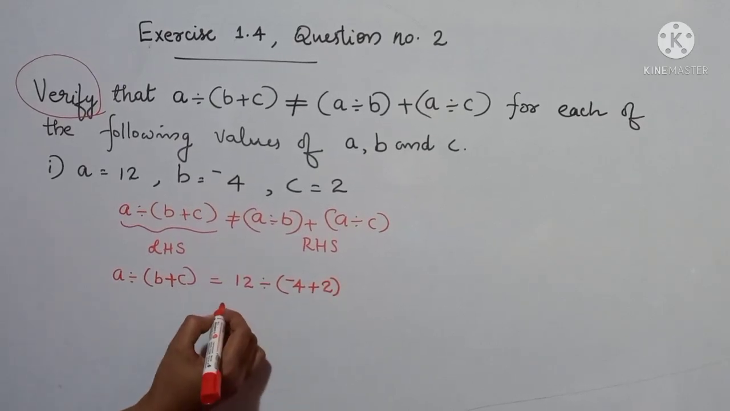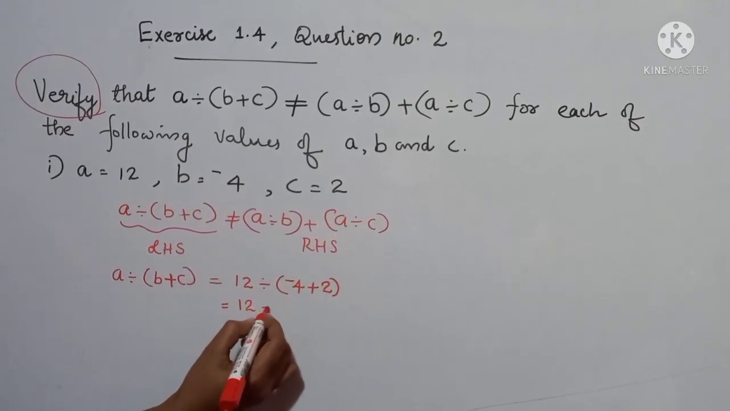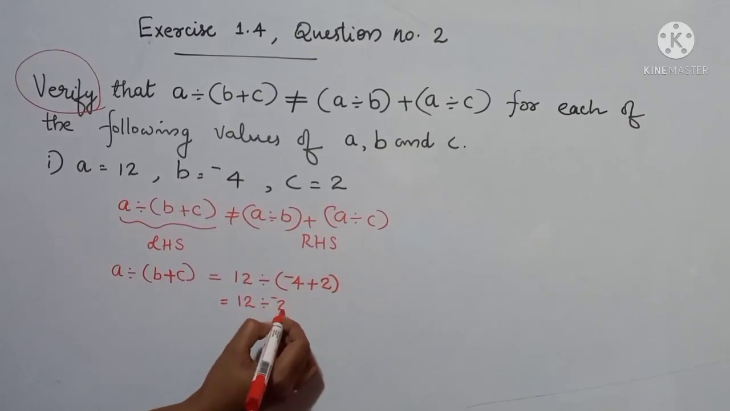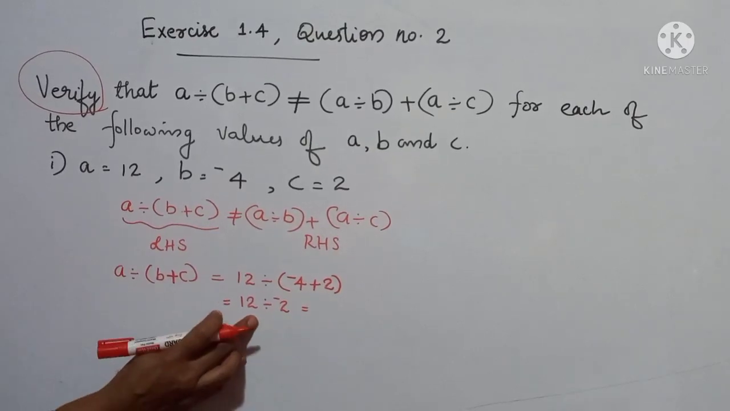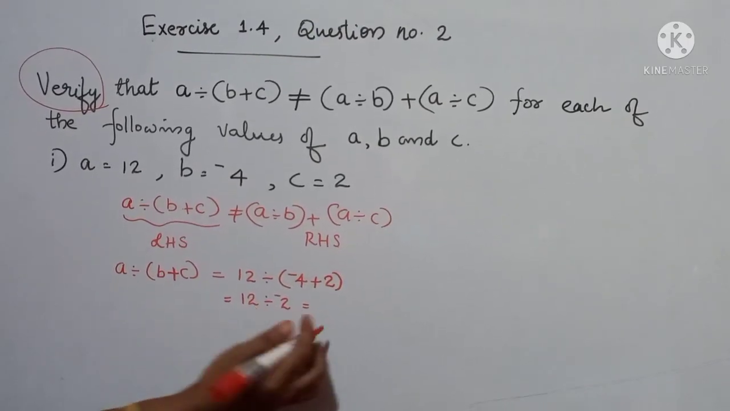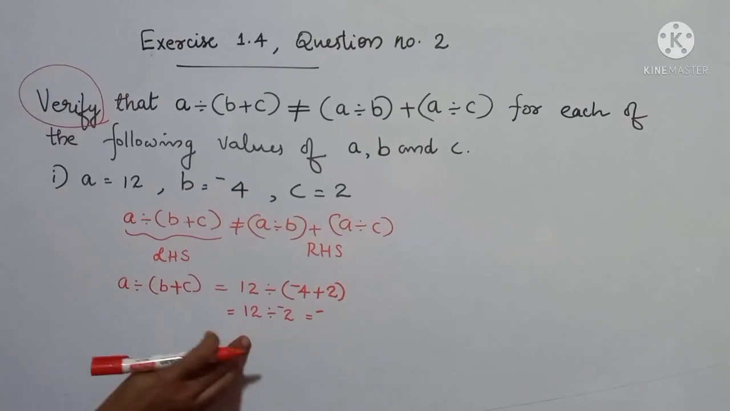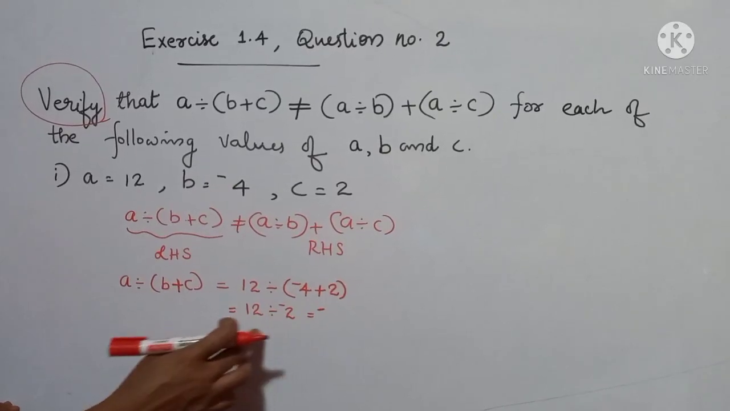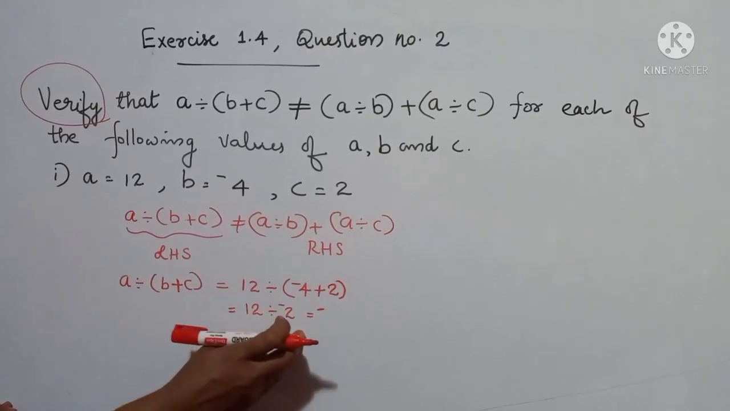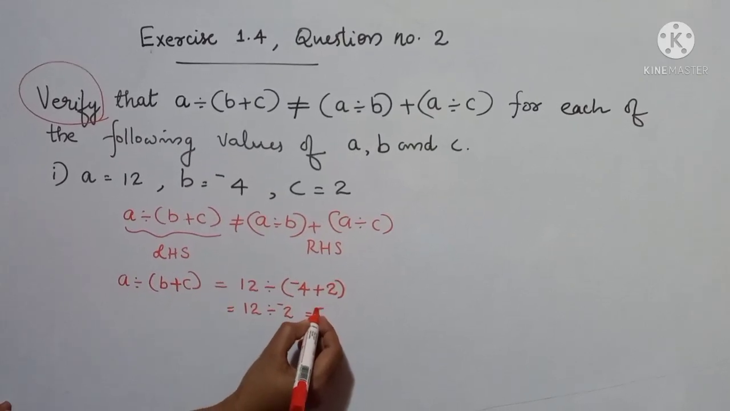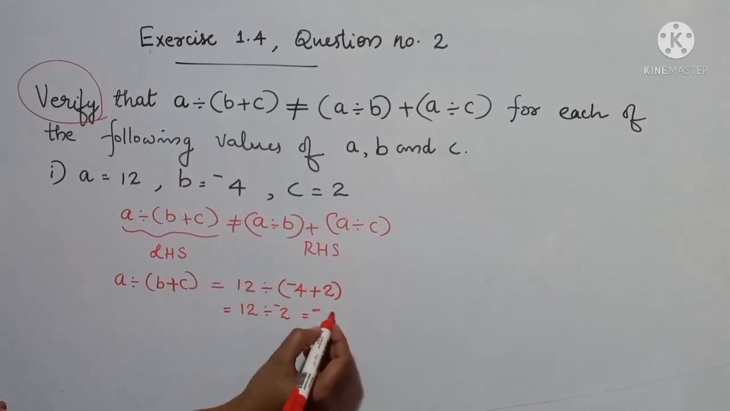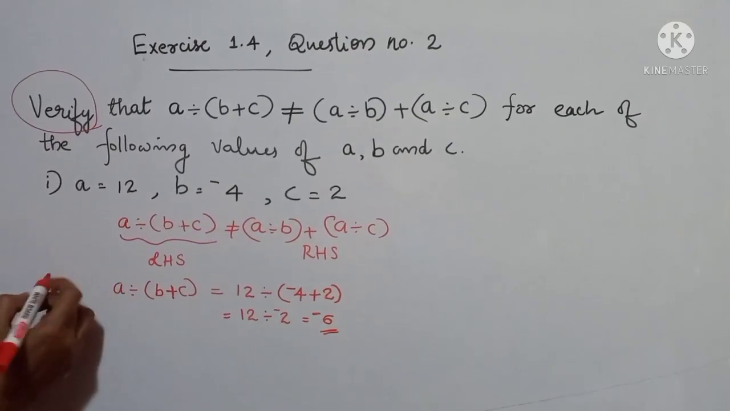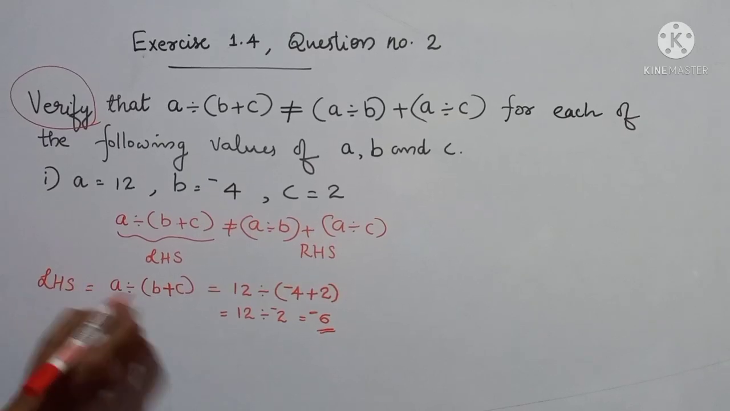Then that is equal to 12 divided by, what is minus 4 plus 2? Minus 4 plus 2 is minus 2. 12 divided by minus 2. One positive integer and a negative integer always gives us minus. When we divide a positive integer by a negative integer, or a negative by a positive, our answer will be negative. So minus 6. We are getting it as minus 6. LHS we have got minus 6.